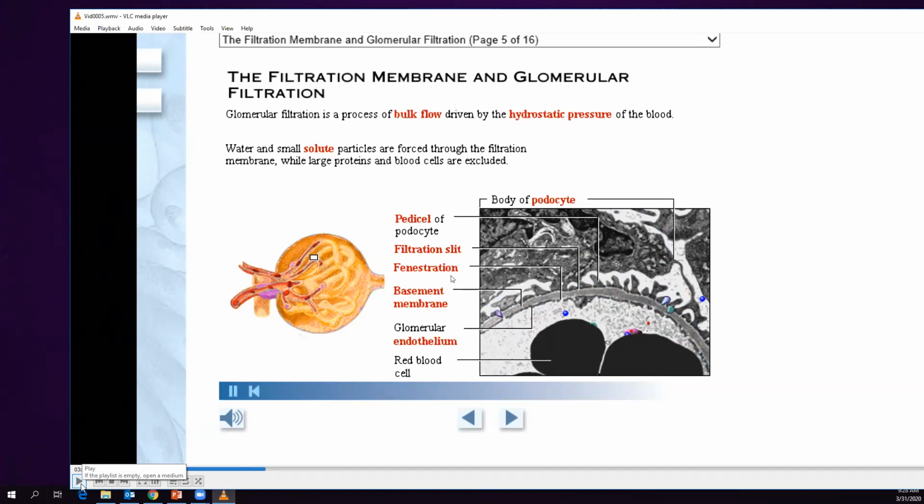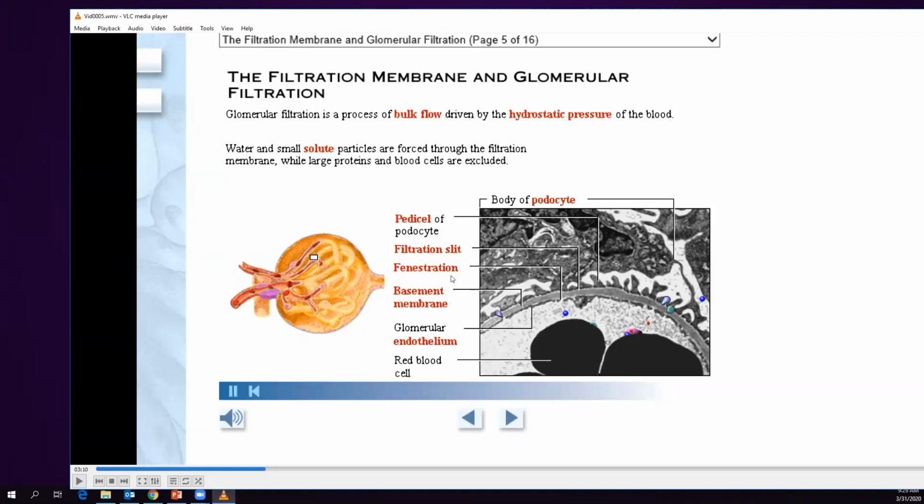You can put either thing. You can put just blood pressure, because she said that a little bit earlier, or you can put hydrostatic pressure. But question number 2 is this sentence right here. Glomerular filtration is a process of bulk flow driven by hydrostatic pressure of the blood.